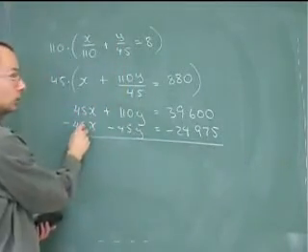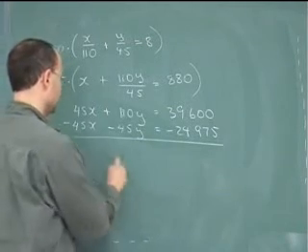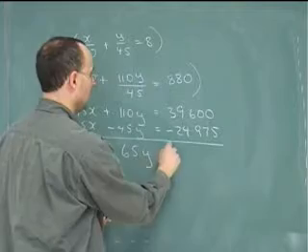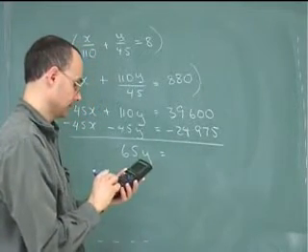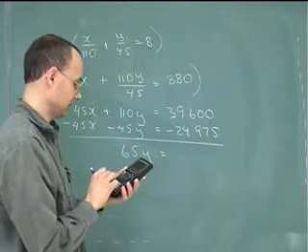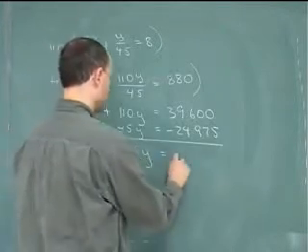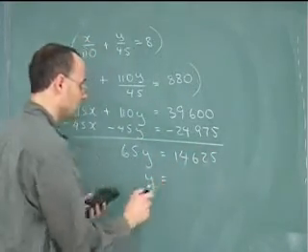So the x's will cancel. I've got 110 minus 45. And over here we've got 39,600 minus 24,975. And that's 14,625. We'll divide by 65 to get our answer.